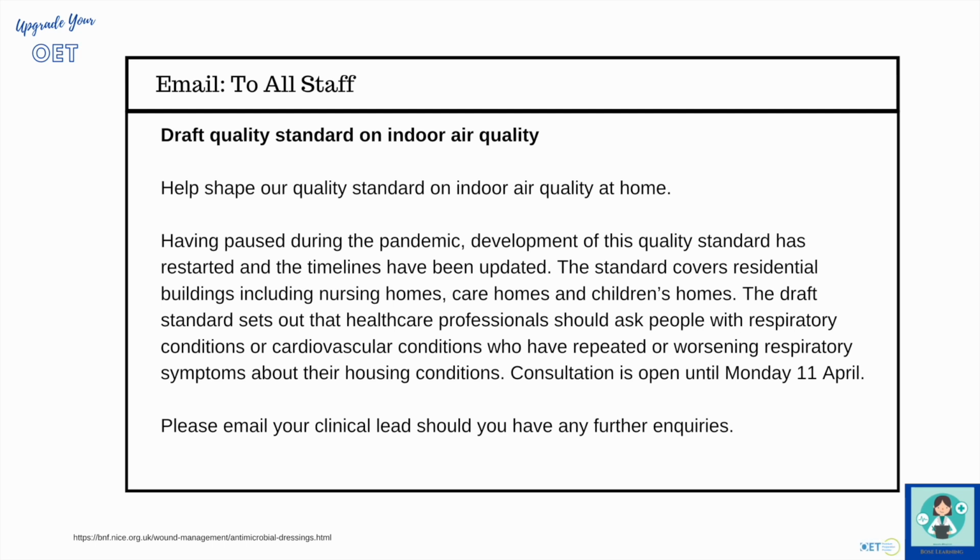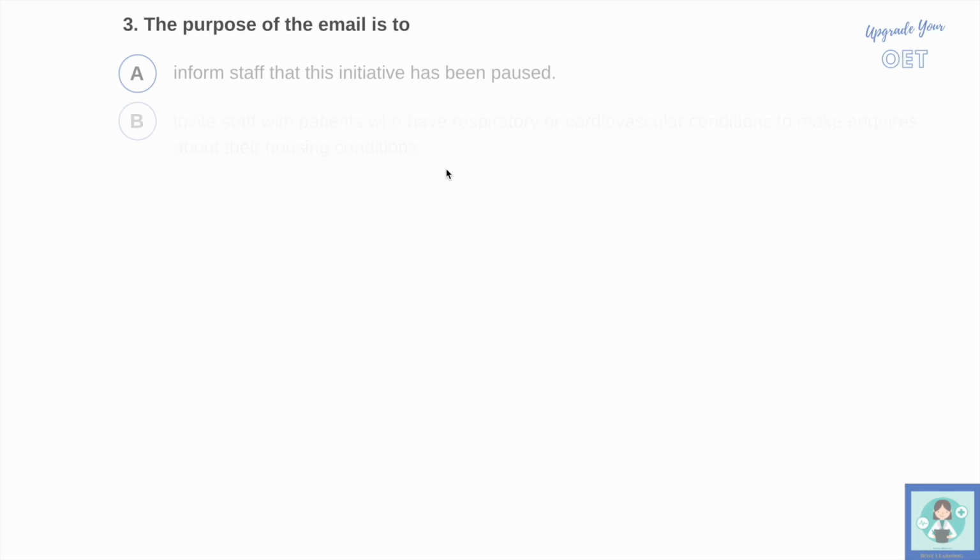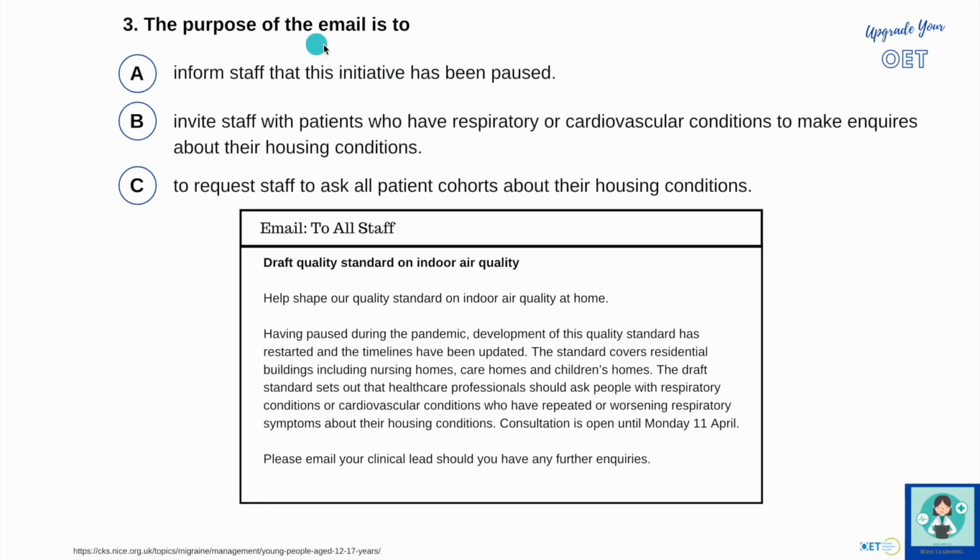Okay, one more together and then you'll get a chance to do 3 by yourself. This time we've got an email to all staff and it's a draft quality standard on indoor air quality. Okay, the purpose of the email is, so again, I want to know, why has this been written? What do I have to do after reading it?